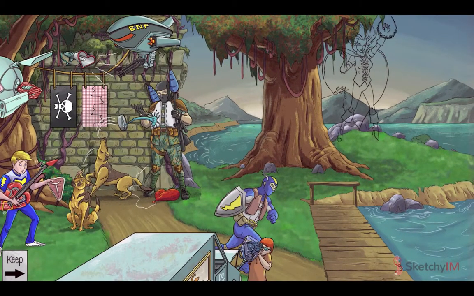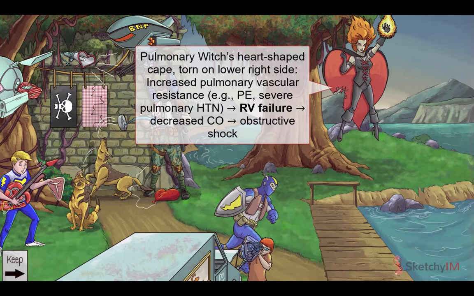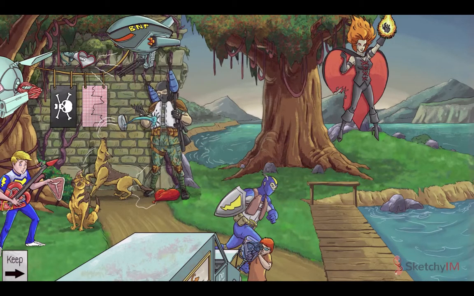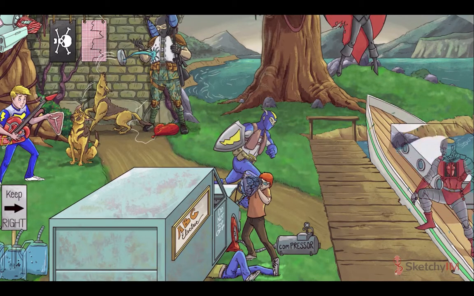These conditions, such as pulmonary embolism and severe pulmonary hypertension, are characterized by significantly increased pulmonary vascular resistance, represented by our recurring Sketchy symbol, the tight red laces on Pulmonary Witch's corset. The result of these conditions is right ventricular failure, as it's unable to generate enough pressure to overcome that super high PVR. Hence the tear in Pulmonary Witch's heart-shaped cape, conveniently located on the lower right side. Anatomically correct, buddy.